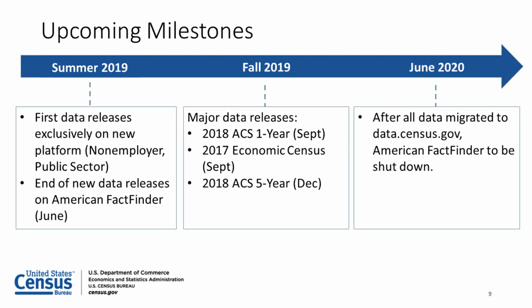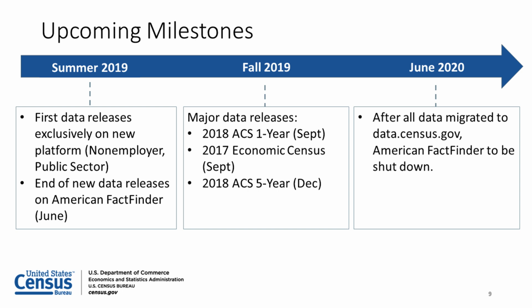Our upcoming milestones that we're working on: as you've heard, American FactFinder will no longer be releasing data. Actually, last week was the last release of our population estimates on AFF. So we're not going to be releasing new data from there, but we will be releasing those data on data.census.gov. So we're starting to have our first releases of nonemployer and public sector data, some smaller economic surveys. And then this fall is where you'll really notice it and feel it.